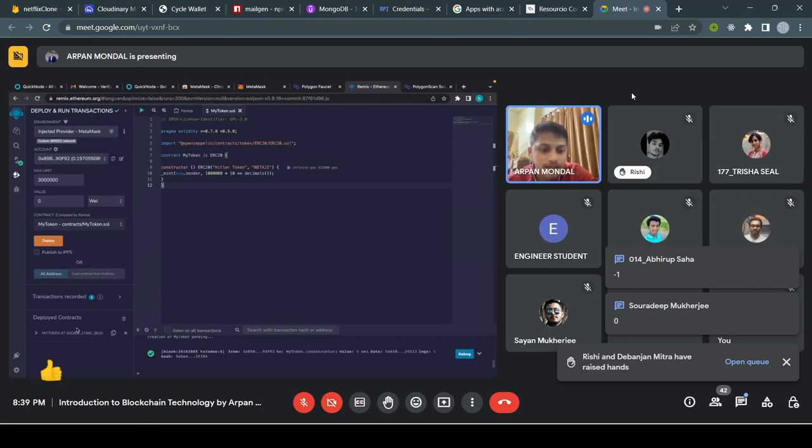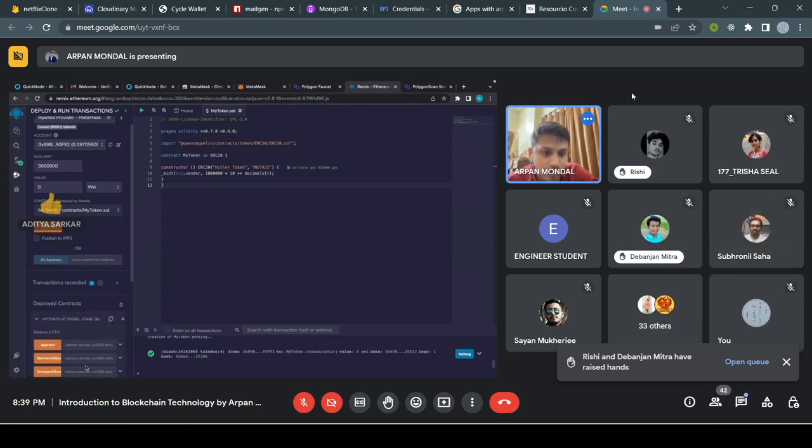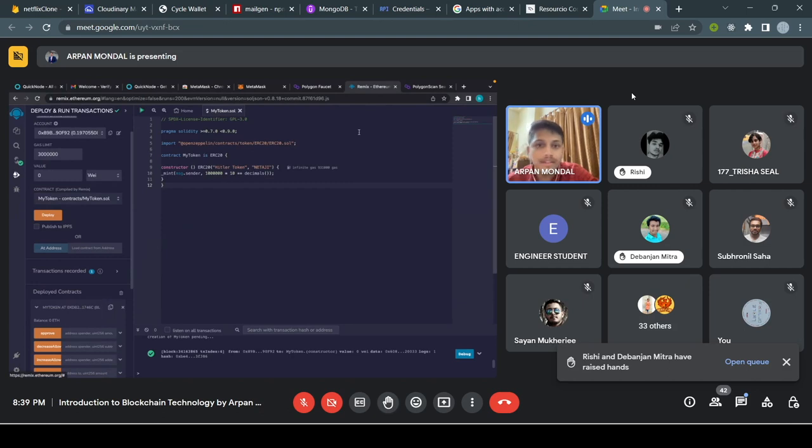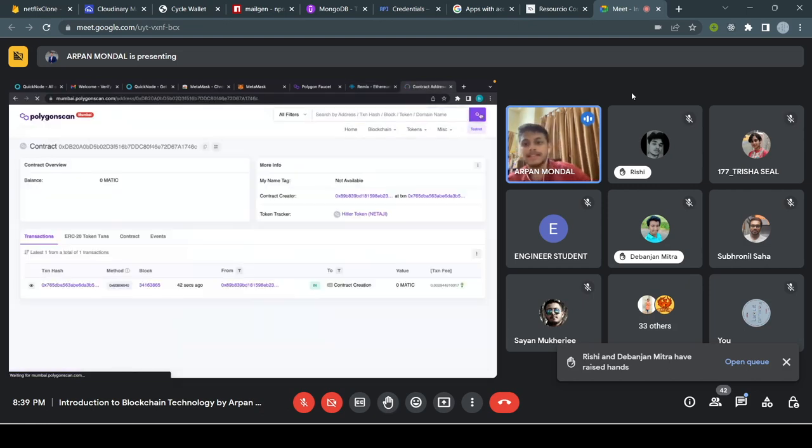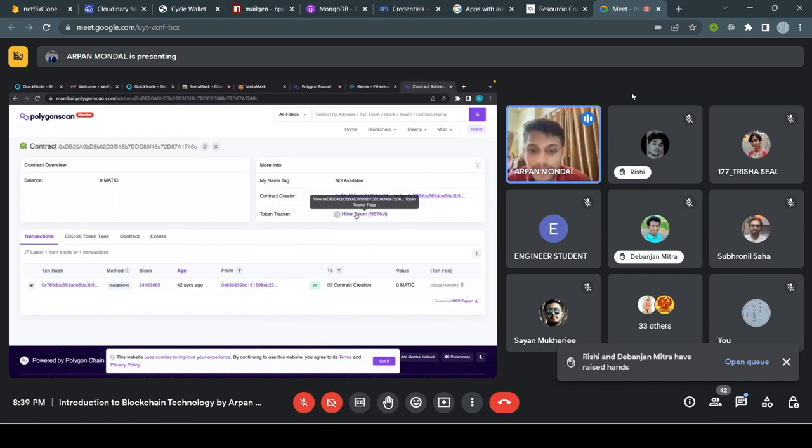It's everything is right. It's approved. I think some problems are there. Yes. See, you can see right here. Hitler, Toke, Netaji.